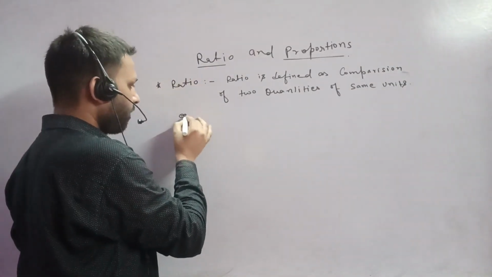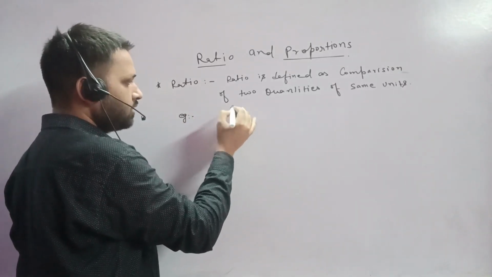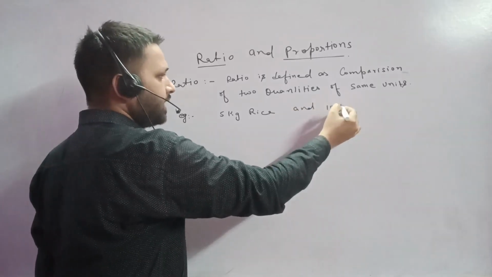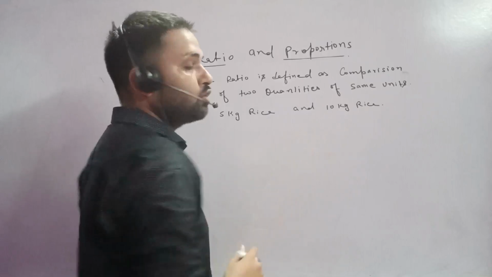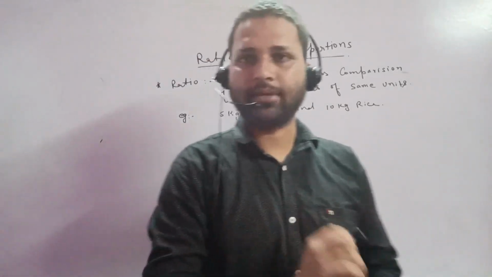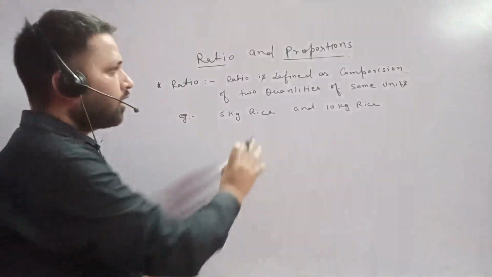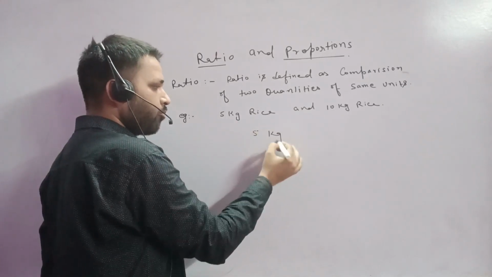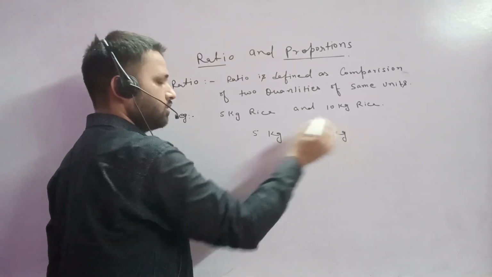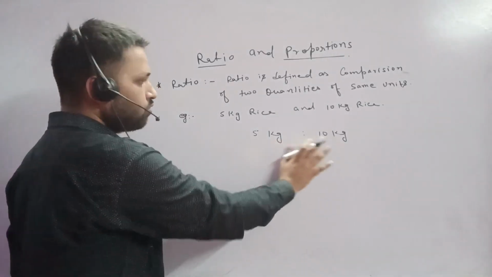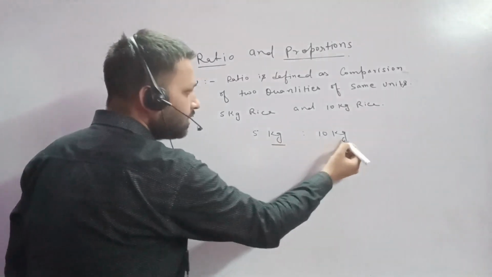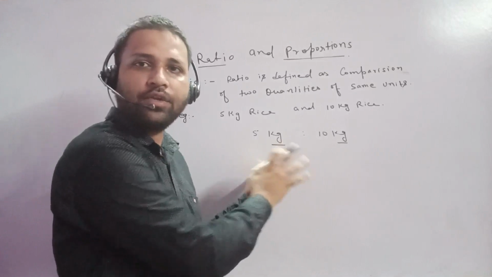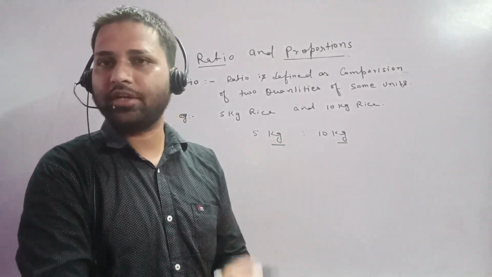Example: 5 kg rice and 10 kg rice. Two different quantities of rice, but the unit is the same, kg. Then we can compare these two quantities: 5 kg is to 10 kg. But we have to check whether their units are the same or different. If their units are the same, then we can write it as a ratio. Otherwise we cannot write it as a ratio.